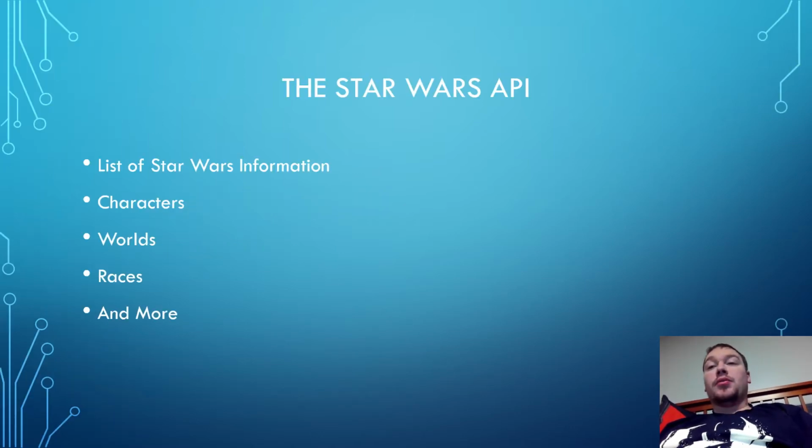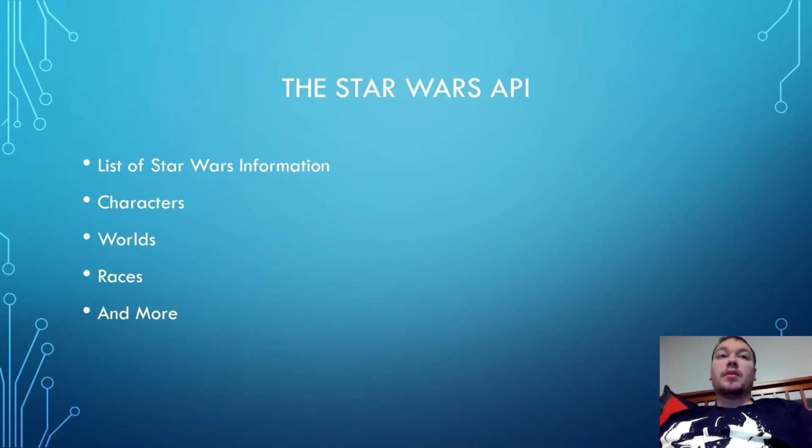The API I used to make my project was the Star Wars API. It's literally called the Star Wars API. That's its name. It is a list of Star Wars information you can pull from: characters, worlds, races, and more. I only really did characters because I wanted to keep it reasonable in the time frame.